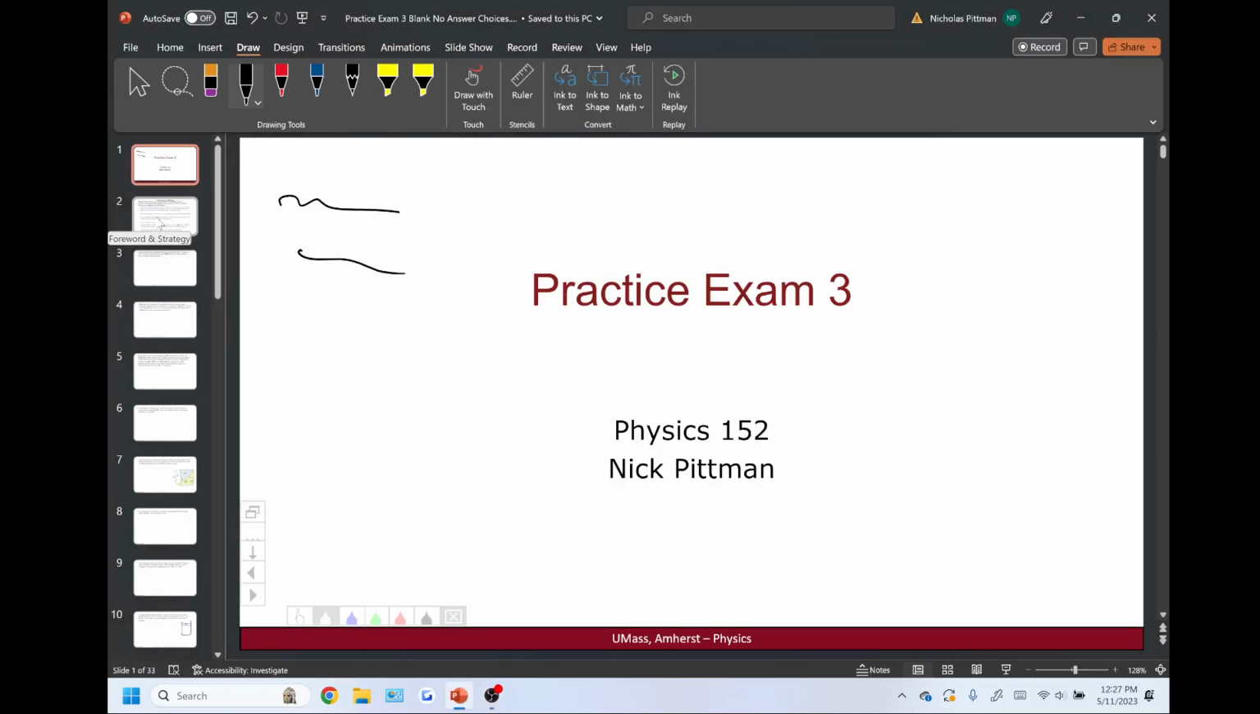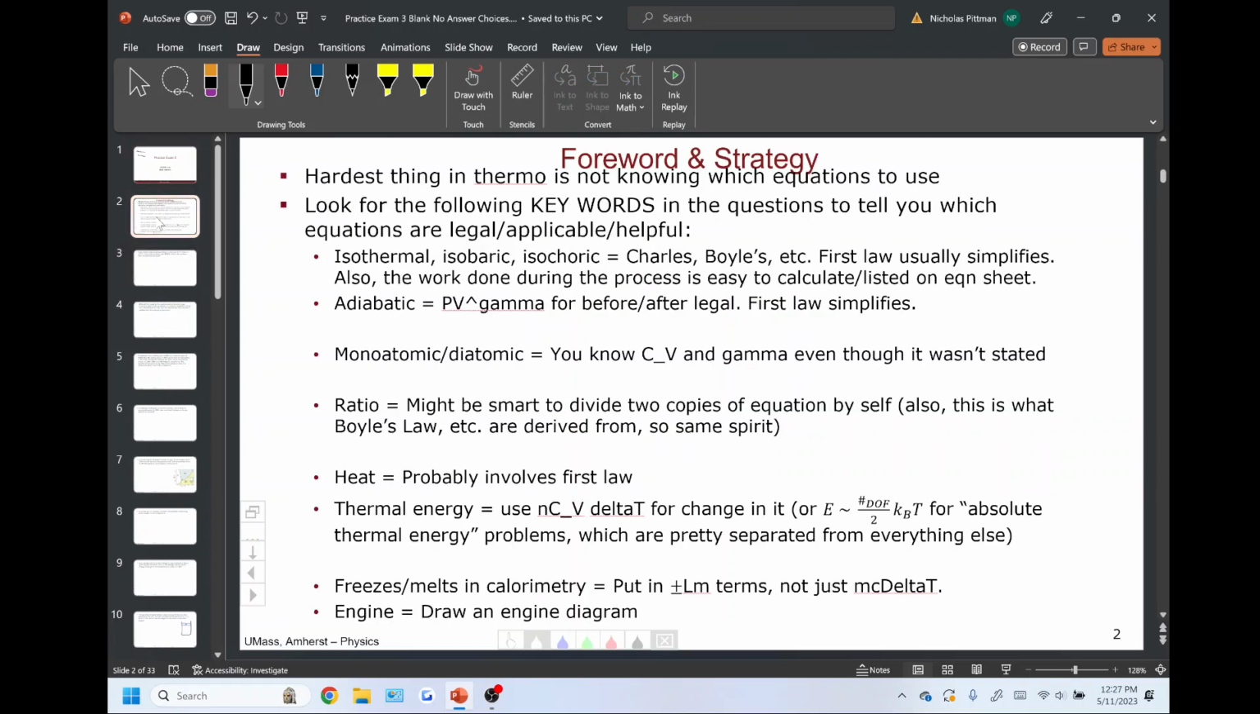All right, hello everybody. This is the practice exam 3 solution commentary. First, I'm just going to talk a quick bit about the forward and strategy slide, which I threw on here. I'll also talk about it in class during my review session.